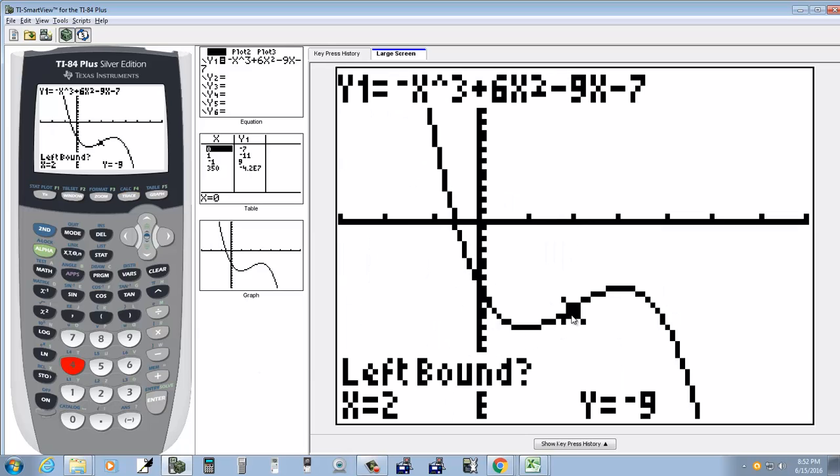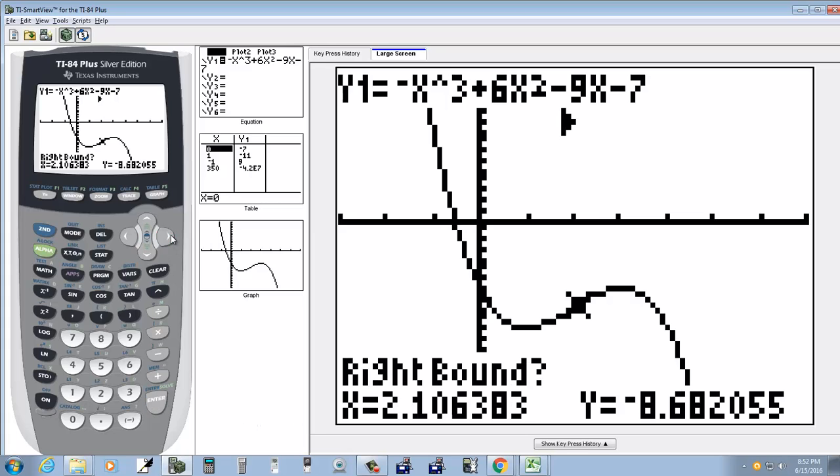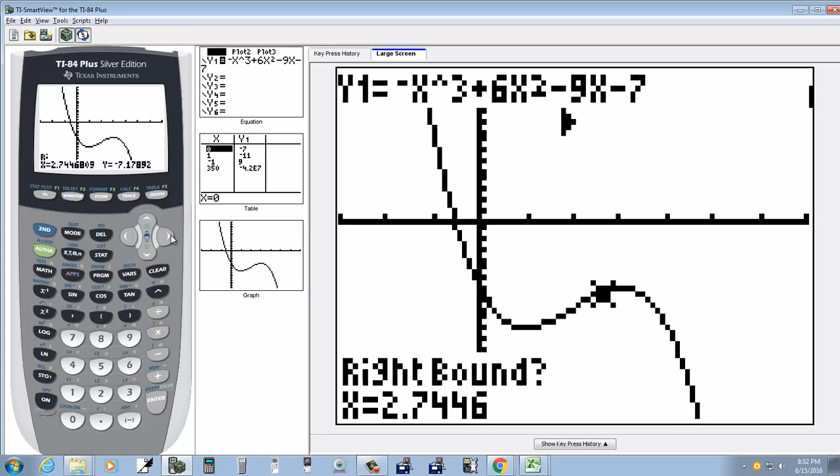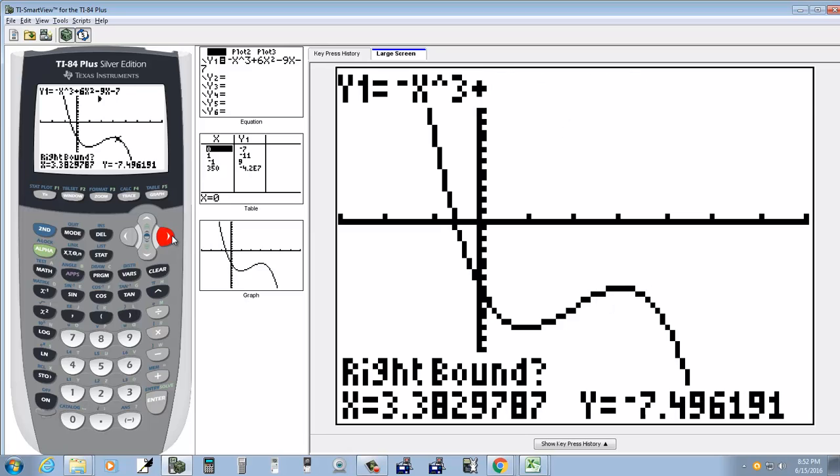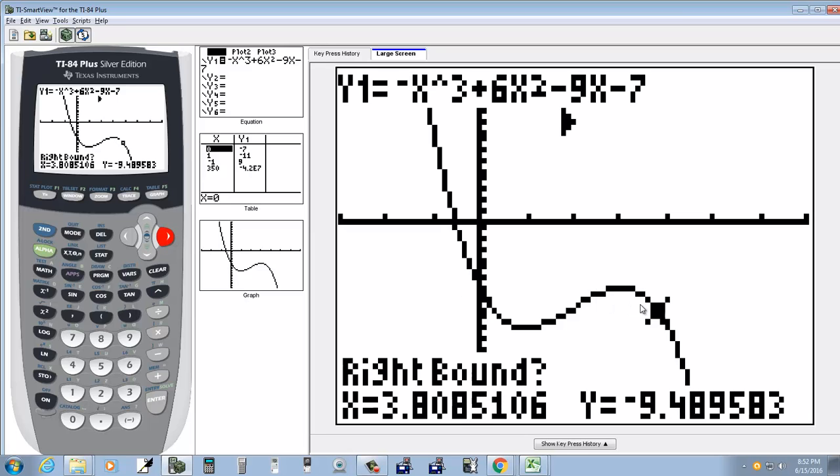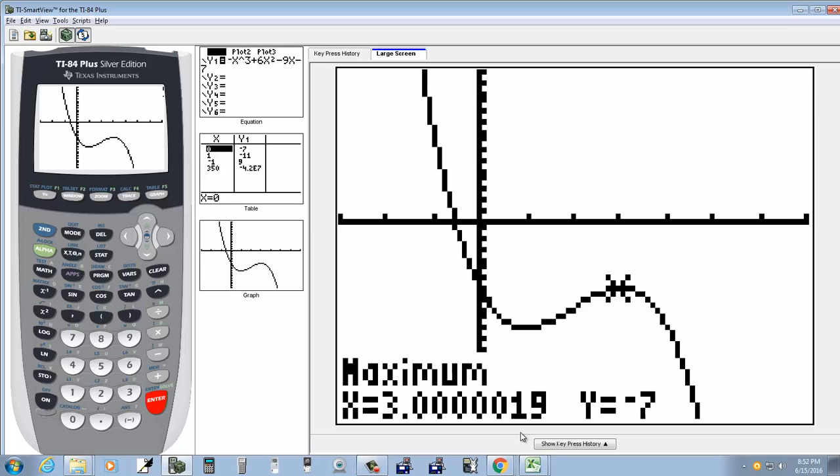Now I want to make sure my flashing cursor is to the left of where the max is. And mine actually happens to be to the left. If yours isn't, use your left arrow key or right arrow key to make sure it's to the left of where the max is. Now press enter one time. Now I'm going to use my right arrow key to move my flashing cursor to the right of where my max is. So about right there, that's to the right of where the max is. And I press enter. And then you press enter on the guess.